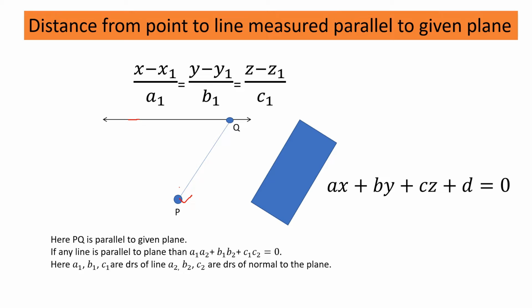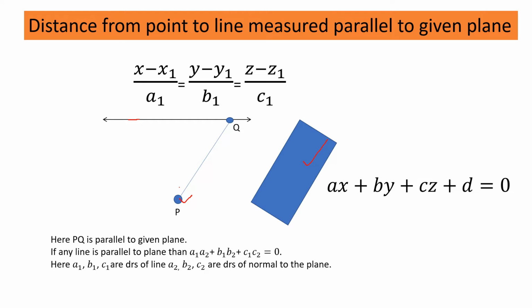So that is the reason you observe that I have taken the line PQ which is parallel to given plane. So here my target is finding Q. If I find Q, by using distance formula I can find the distance PQ. How to get Q? Is Q a point on the given line? Yes, Q is a point on the given line. So from the line we find any point.